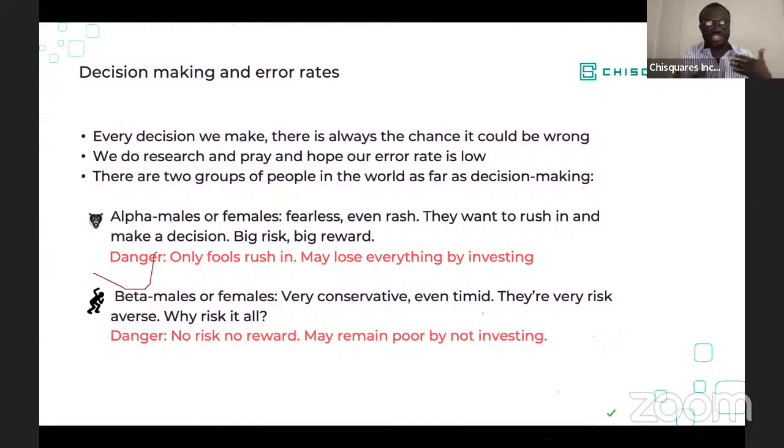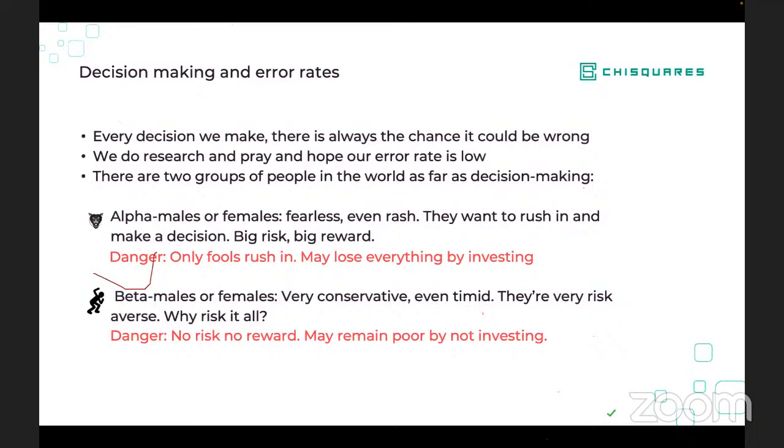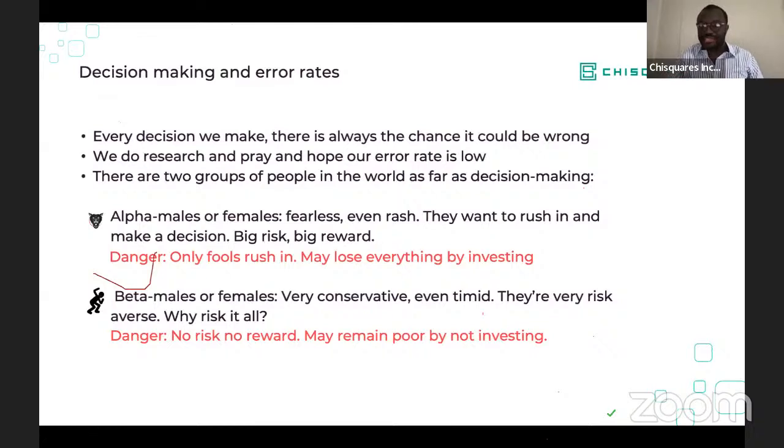So alpha males just rush in, right? They're fearless, they're very rash. So they just rush in any scenario. There's a burning house, they rush in. The building is collapsing, just rushing, right? So the problem here is that the risk is you might lose everything. Sure, you can get accolades, but then there's a risk of you running into trouble with that brash approach to things. Then the other approach is a very timid approach that refuses to engage, right?